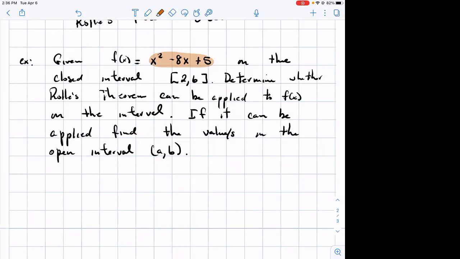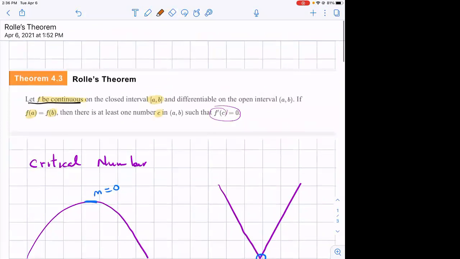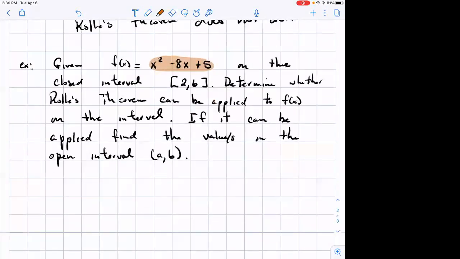Okay? So x squared minus 8x plus 5 is continuous because it's a quadratic, and quadratic is a family of polynomial. All polynomials are continuous. So that satisfies the first part of the graph. It is continuous. It is on a closed interval. Is this function referred to in a closed interval? Yes or no?